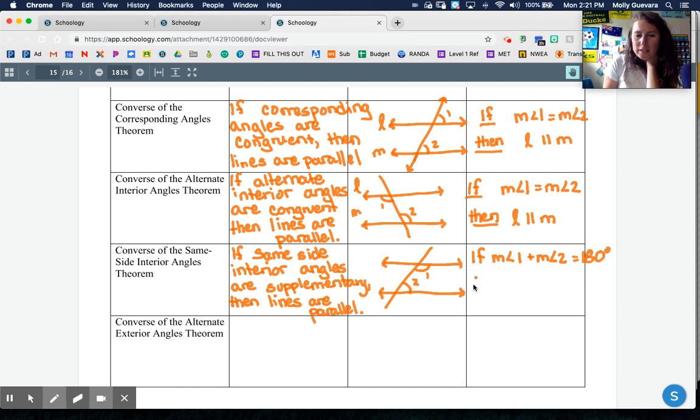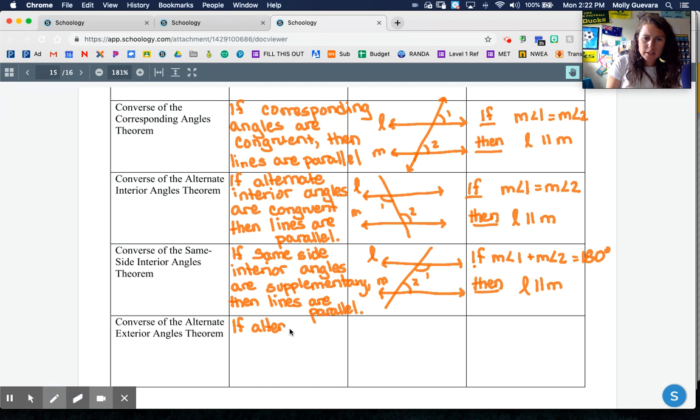so if I know that that's true, then I can say, and I forgot to label them again, L, M, then line L is parallel to line M. The last one, same thing.